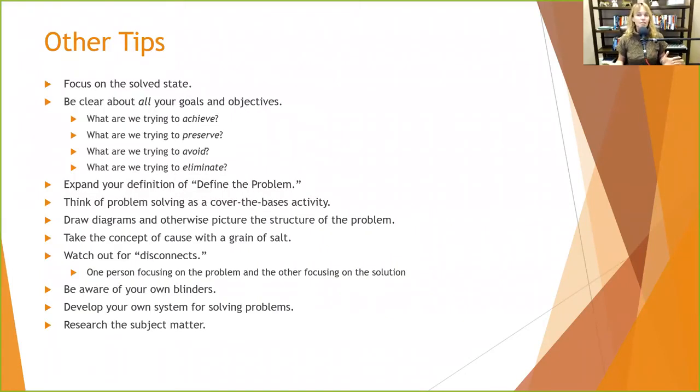Other tips: focus on the solved state, not the problem state. So this is the problem right now, and I can get really stuck on trying to figure out what I'm going to do right now. Encourage them to focus on the solved state. What does it look like when you don't feel lonely and isolated? What does it look like when you don't feel useless and worthless?